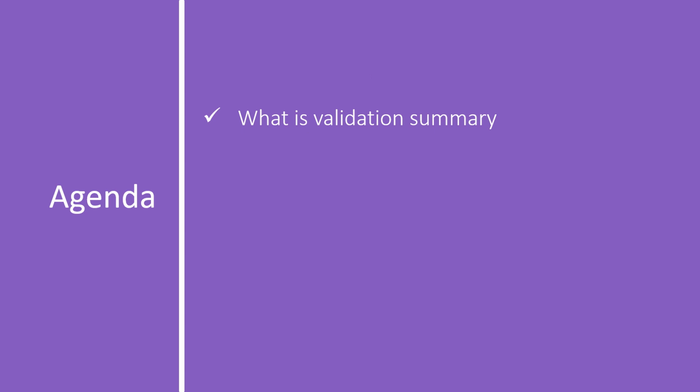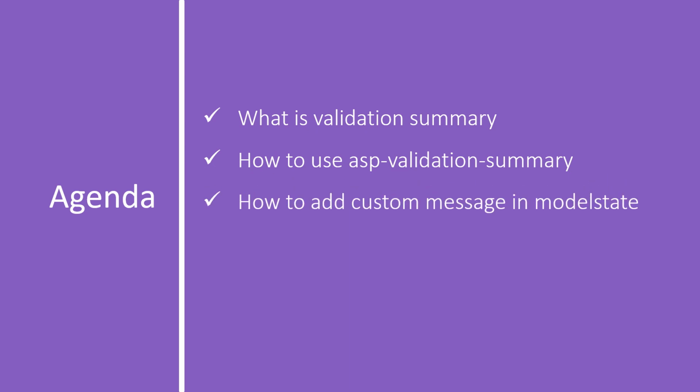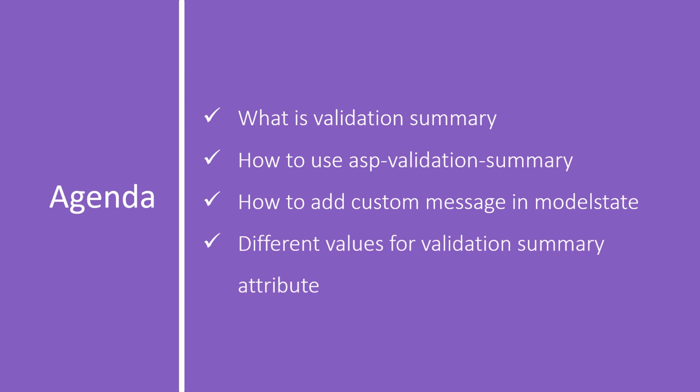We will start from what is validation summary, how to use ASP validation summary attribute, how to add a custom message in model state. Suppose you are validating your form and all the properties that you have defined on your model are valid, but still you want to add some custom message to your model state. So we will learn how to do that in this video. There are some values for this ASP validation summary attribute. We will have a look at all those values as well.